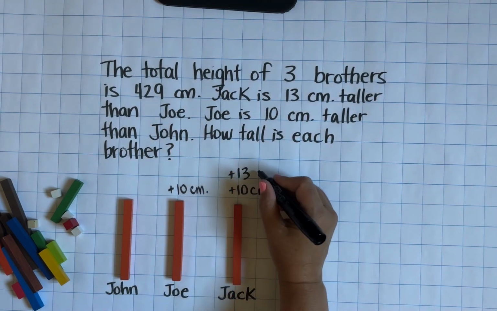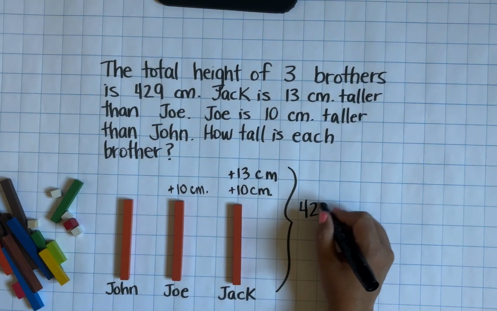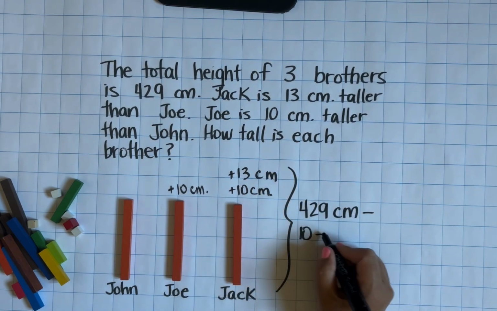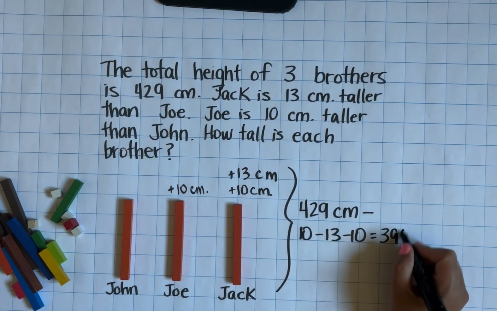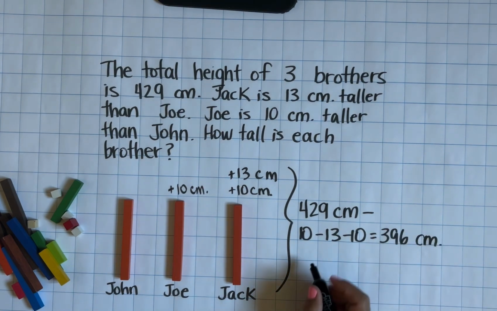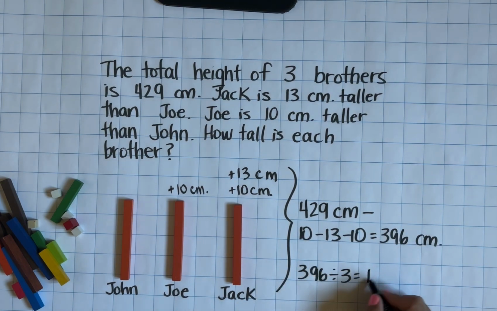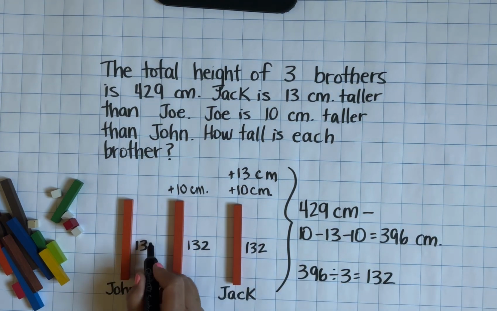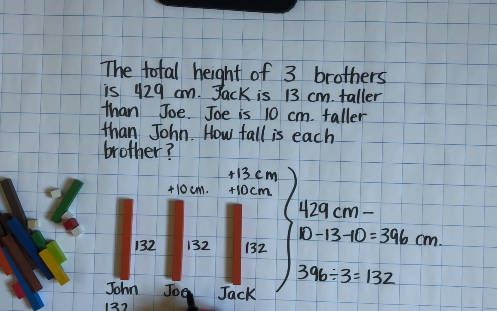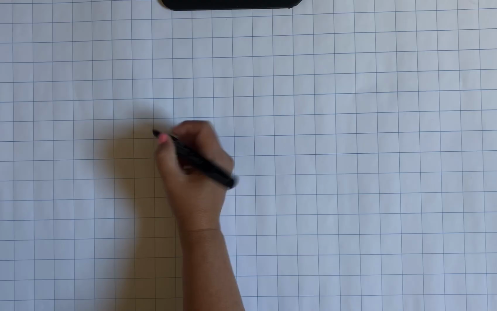What I did was take an orange Cuisenaire rod and represent the base height of each person with that rod. That's actually John's height. And then I just showed that I'm adding a little bit for Joe and a little bit more for Jack. Then I know that my leftover, my 396 centimeters, has to be divided evenly between the orange rods. So from there I can figure out each person's height.